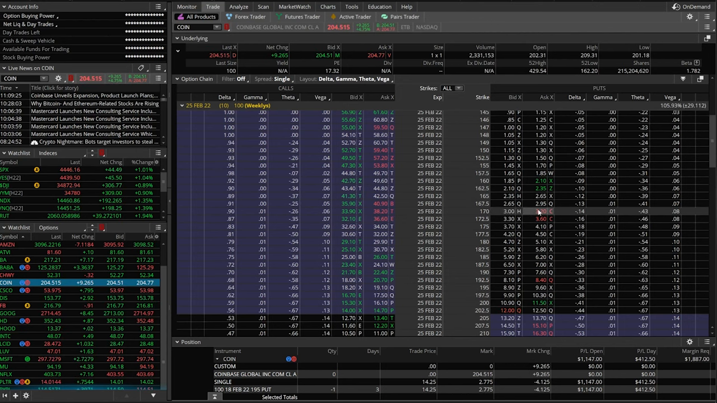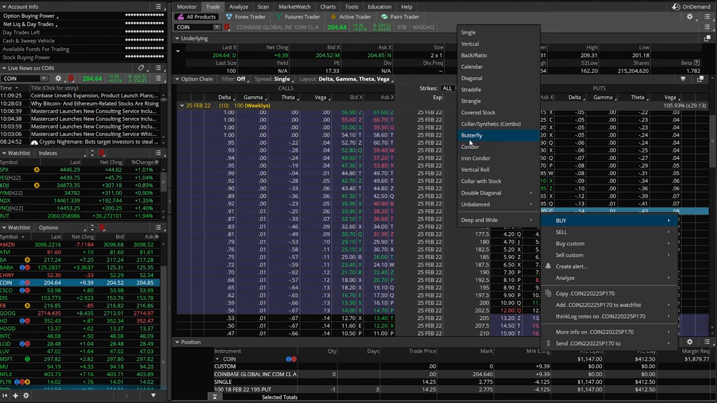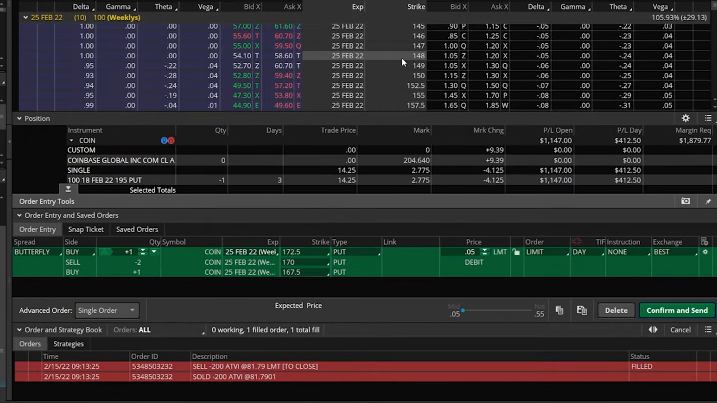So what we're going to do is go ahead and right-click on this thing. We're going to say buy butterfly, just like before. Like in all the previous examples, it goes one strike out of the money. So right now we've got the 170 strike and we bought the wings 2.5 points out. If we wanted to give ourselves a little bit more wiggle room, let's change this to 5 points wide. So 175 and 165, there we go.